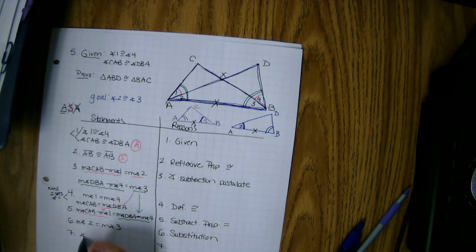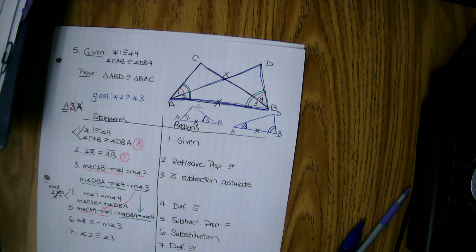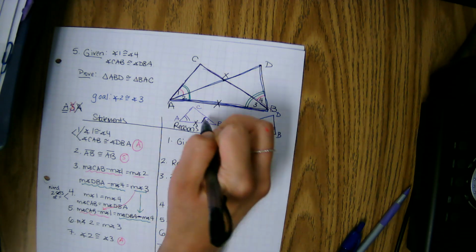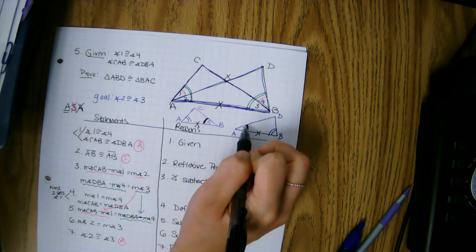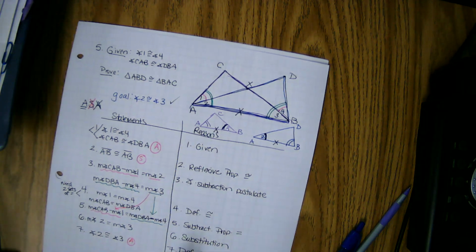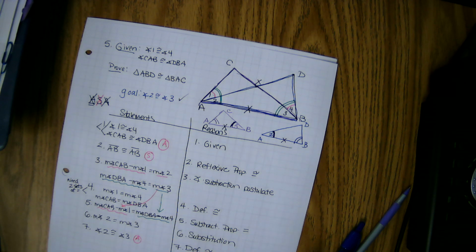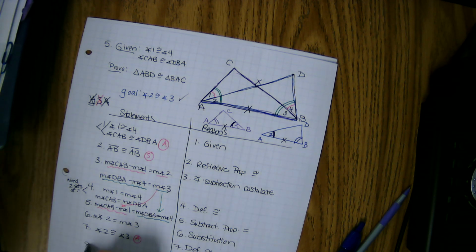I need them congruent though, because I need congruent parts to make congruent triangles. And now I have that pair of angles I was looking for. So now they are congruent to each other, 2 and 3. Now I can mark this off from the top. So now I have all 3 pairs of parts congruent, which means I can now say that triangle ABD is congruent to triangle BAC by angle, side, angle.